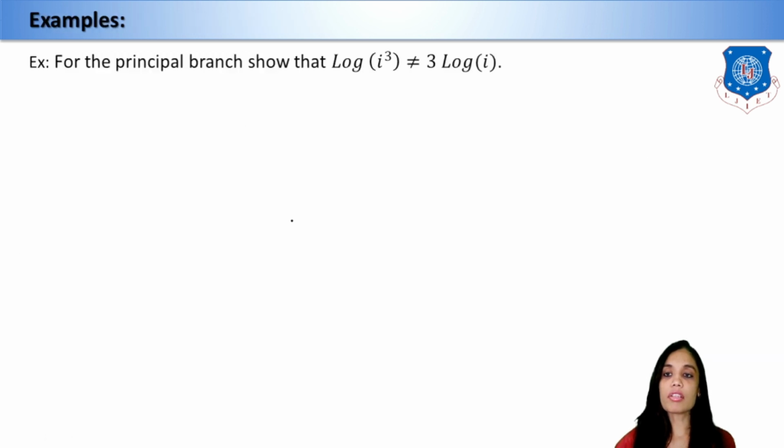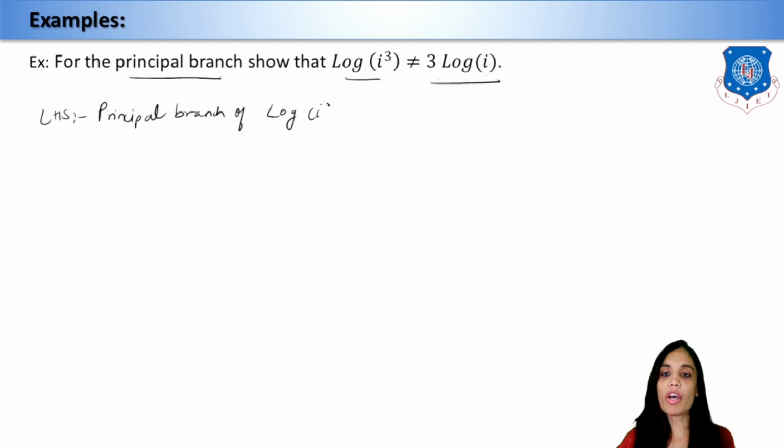Okay, so now let us study a few examples. For the principal branch, show that log of i cube is not equal to 3 log i. So we have to find the principal values of both of these and check that they are not equal. Let us start with the LHS. That is, we have to find the principal branch of capital Log of i cube, that is, I want to find small log of i cube.